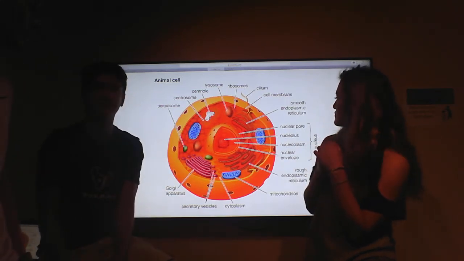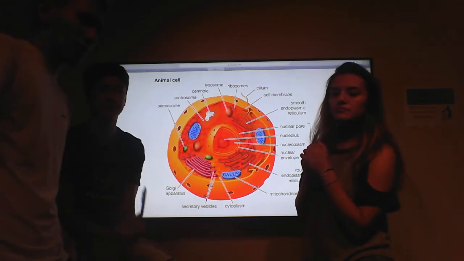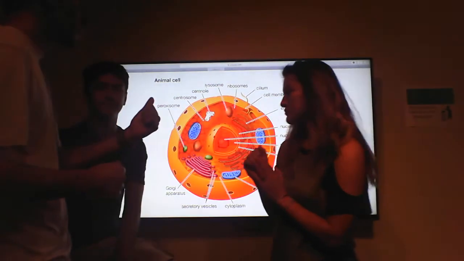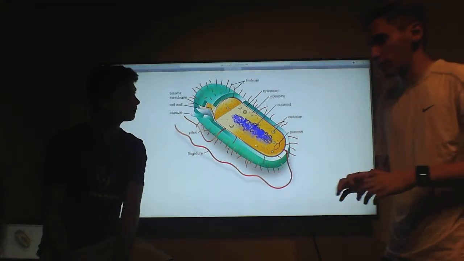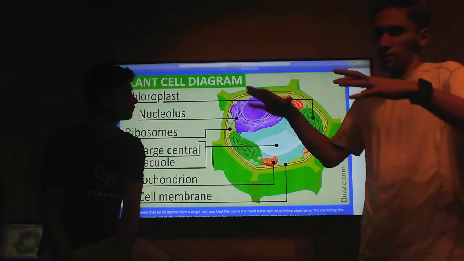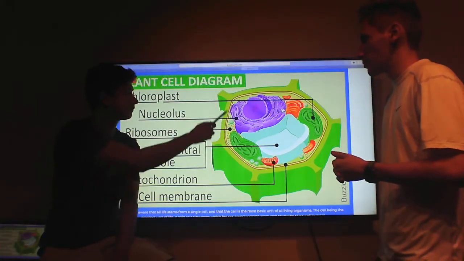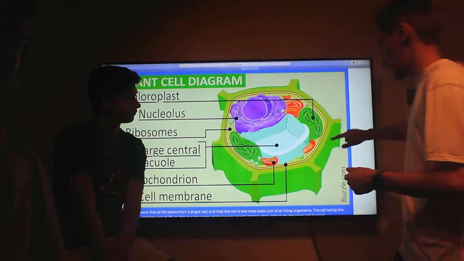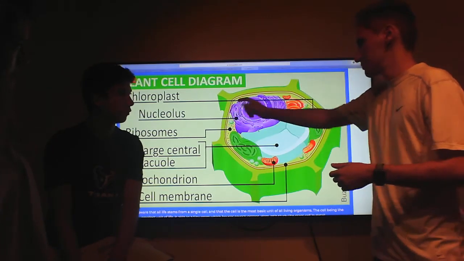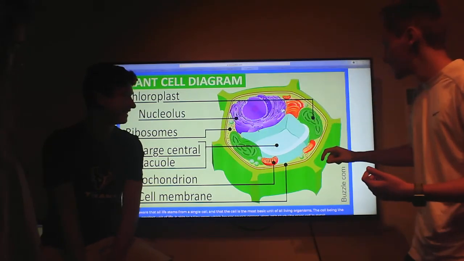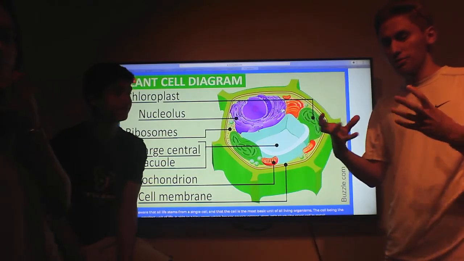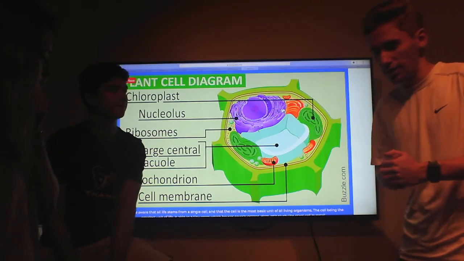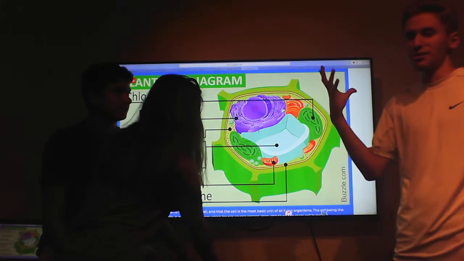And then for the plant cell, they have a cell membrane, but they also have something called a cell wall, which is like an outside barrier of the cell membrane. It's a thick wall, basically. The main use for that is to keep water trapped within the cell, so no water gets expelled from the cell.